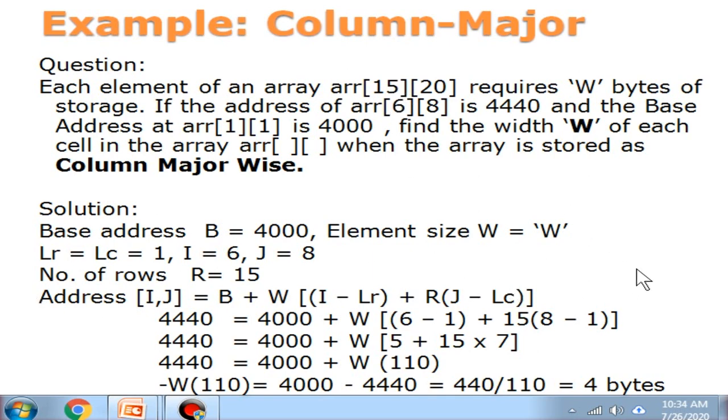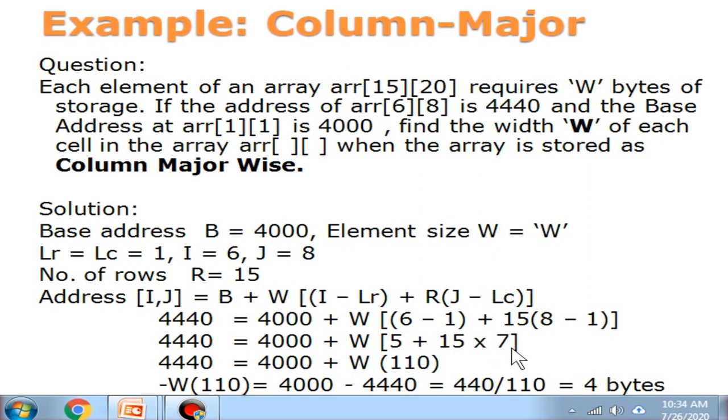Now you are going to substitute with the values. So B plus W, okay, that is the formula, (I minus LR plus R into (J minus LC)). Here you already got the address value, that is for the element 6 and 8. So you have to write it in the left hand side. So 4440 equal to base address, that is 4000, plus W into (6 minus 1 plus 15 into (8 minus 1)). As usual, you are going to calculate the innermost brackets. So this 6 minus 1 becomes 5, plus 15 into 8 minus 1 is 7. Okay, so you got this.